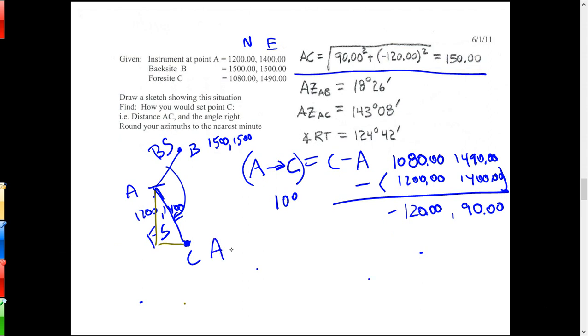And then to get the azimuth, which is what you're going to want to know here so you can figure out that angle in between, you're going to take the arctan of, whatever it is there, I think it's 90 over negative 120. Okay. And remember what arctan is, tan to the minus 1 on your calculator.